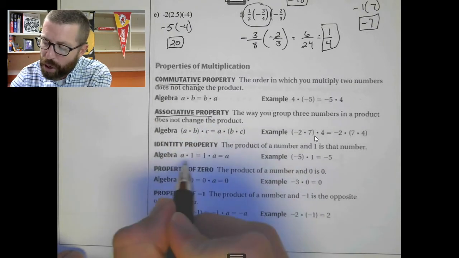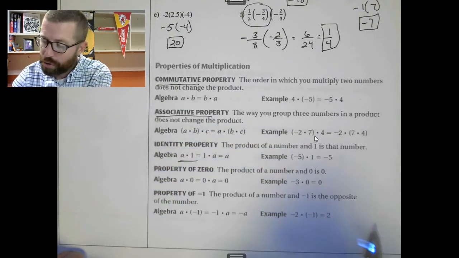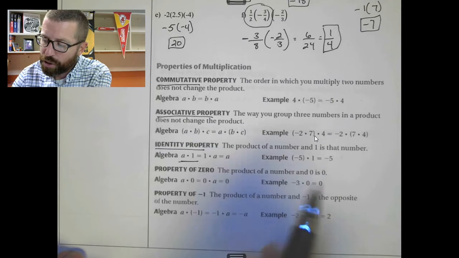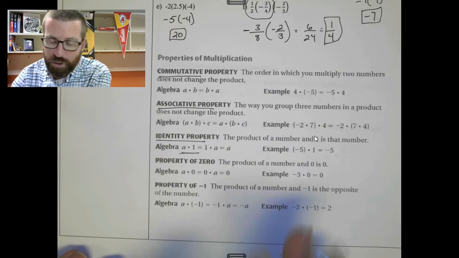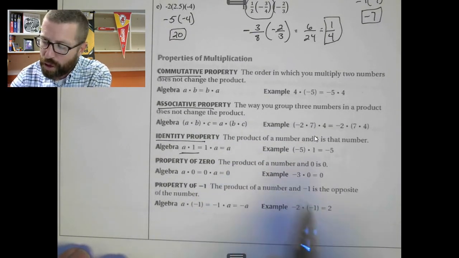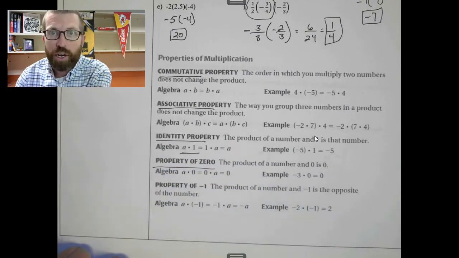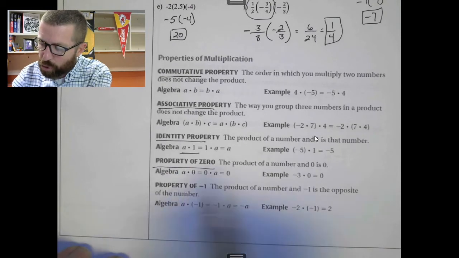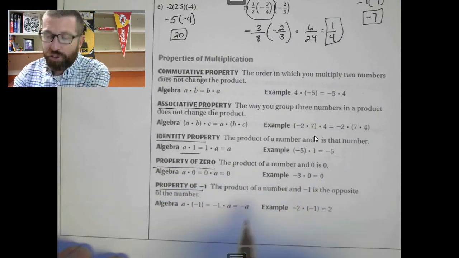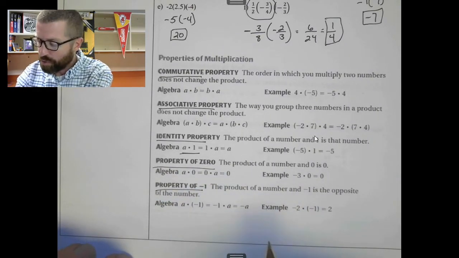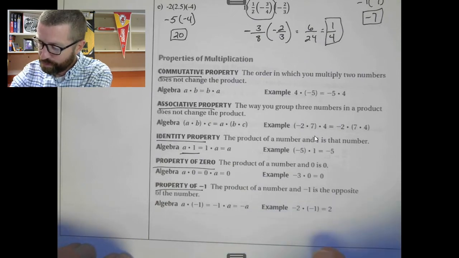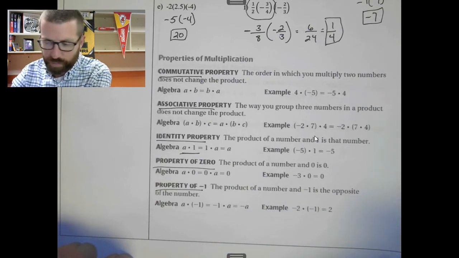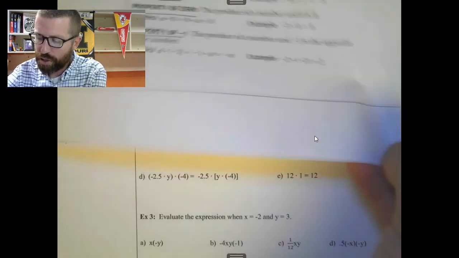If you multiply anything by 1, you get what you started with. That's the identity property. Anything times 0 is 0. That's the property of zero, and it's useful in a lot of algebra we do. And then if you multiply by negative one, it just changes the sign of the number. Okay, so let's look at identifying some of these.